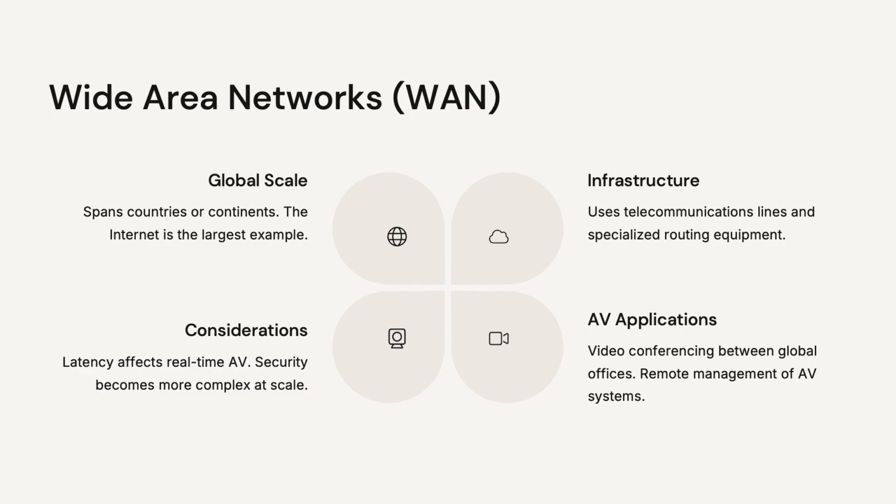At number 5, we have wide area networks, or WANs. These span broad geographical areas. Think countries, continents, even the globe. The best example is the Internet, connecting billions of devices across the world. WANs typically involve specialized routers and leased telecommunication lines.